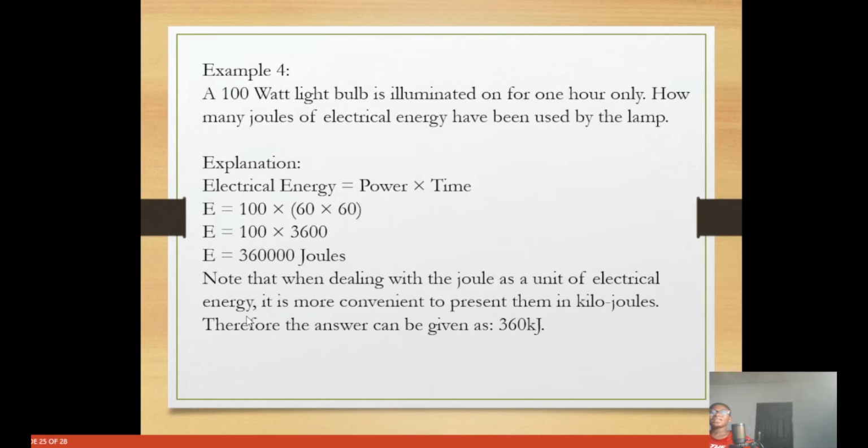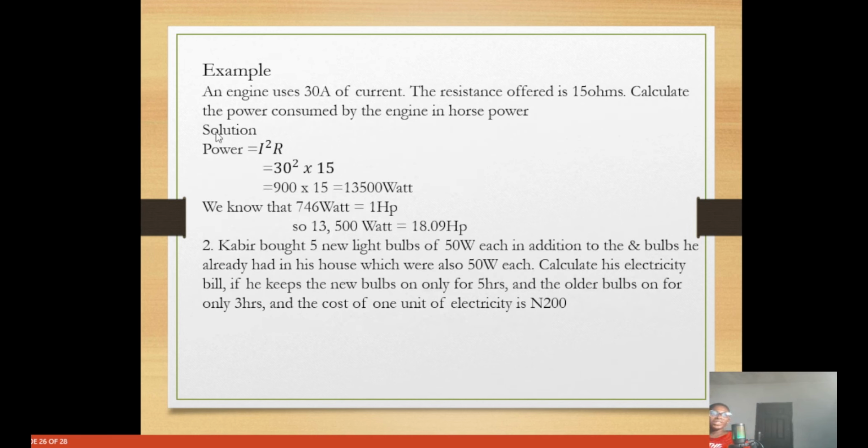So that is what we are saying. Note that when dealing with joules as a unit of electrical energy, it is more convenient to present them in kilojoules. Okay, so we can call it 360, that is divided by 1,000, kilojoules because of how large it is. So you can call it 360 kilojoules. So let's check this one again.